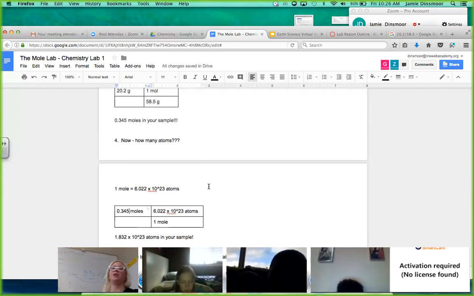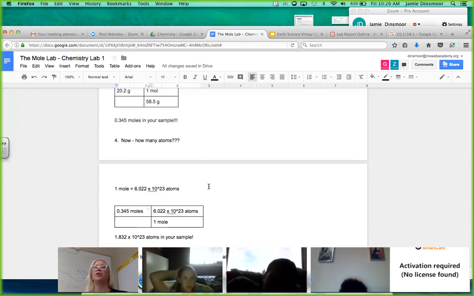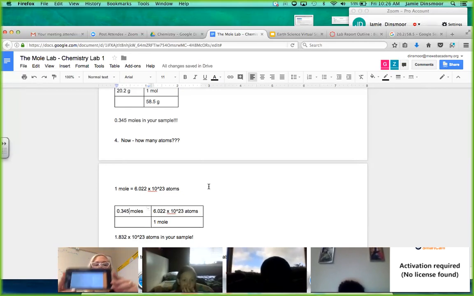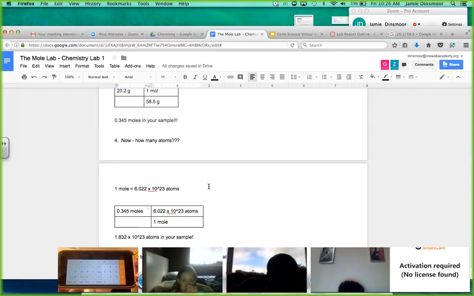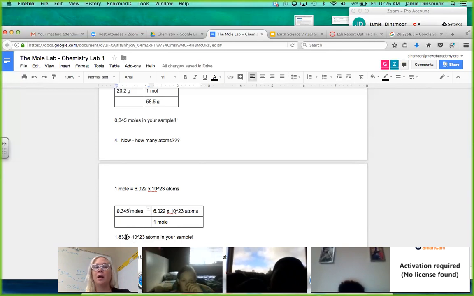So for this one, it's kind of hard to do on the computer. It's easier if you have a real calculator. If you have a phone calculator and you turn it sideways, at least on an iPhone, you can get the scientific calculator, right? Which can help you do the math on this.